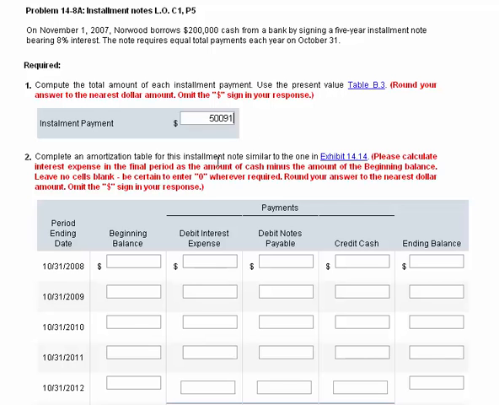Now, part 2 says complete an amortization table, and they've given us the titles of how it should look. Calculate interest expense in the final period as the amount of cash minus the beginning balance, and don't leave any cells blank. So let's work this one in Excel as well, because I think it's easy to do that.